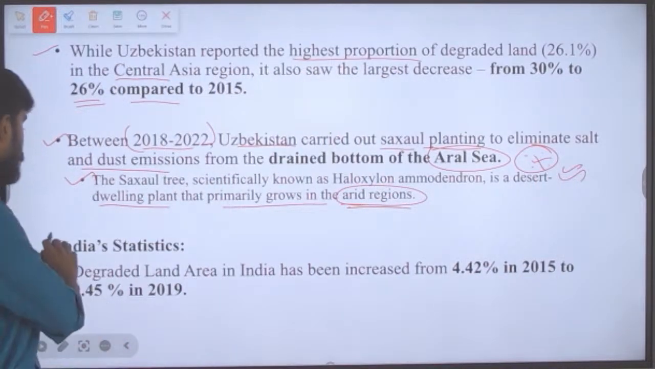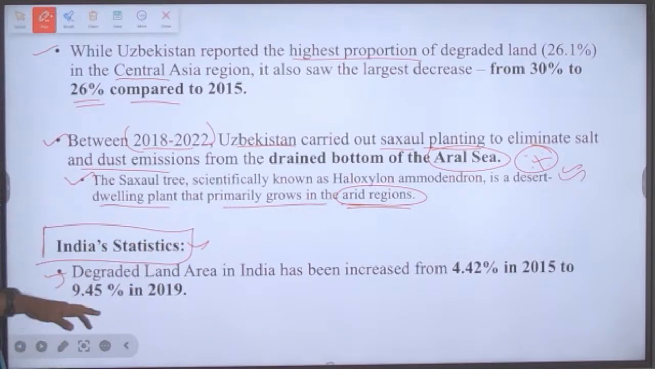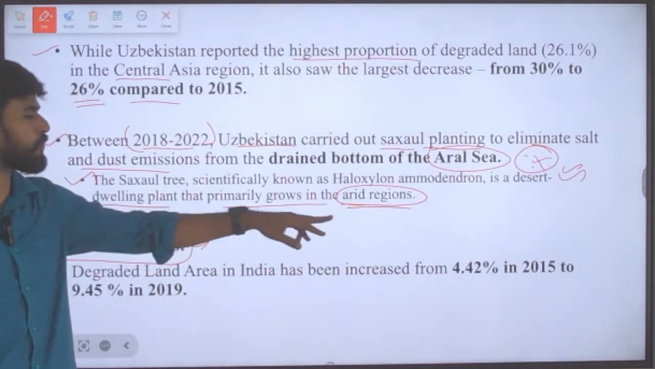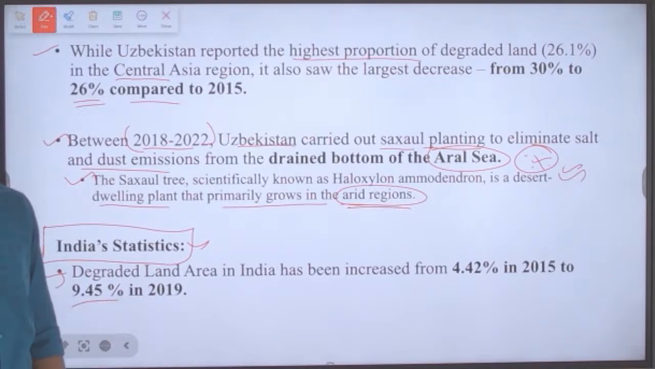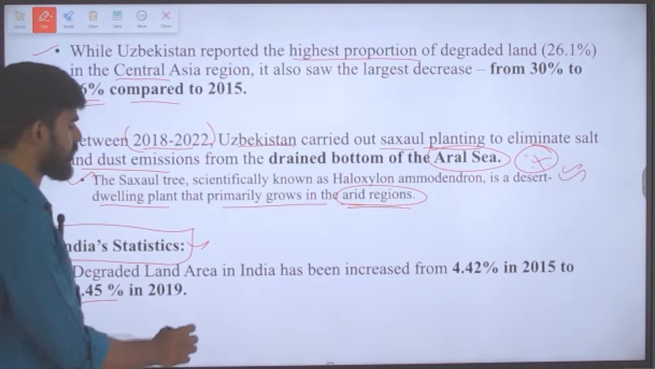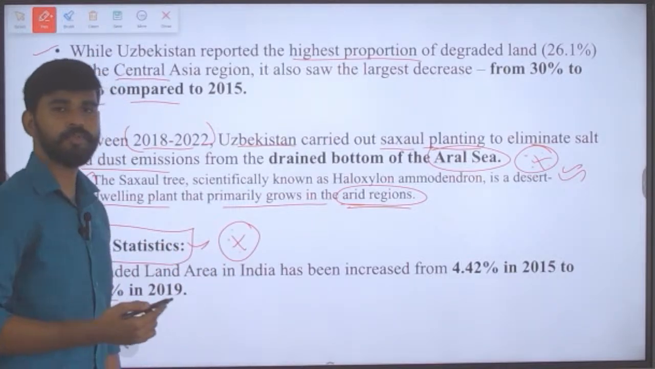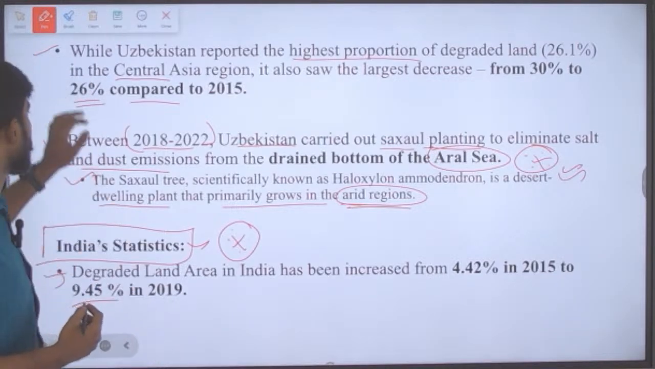Okay, next is, what is India's statistics, which is very important. That is, the degraded land area in India has increased from 4.42% in 2015 to 9.45% in 2019, which is a serious concern for India. Okay, we need to take more efforts to combat this desertification or land degradation. That is what we need to know.